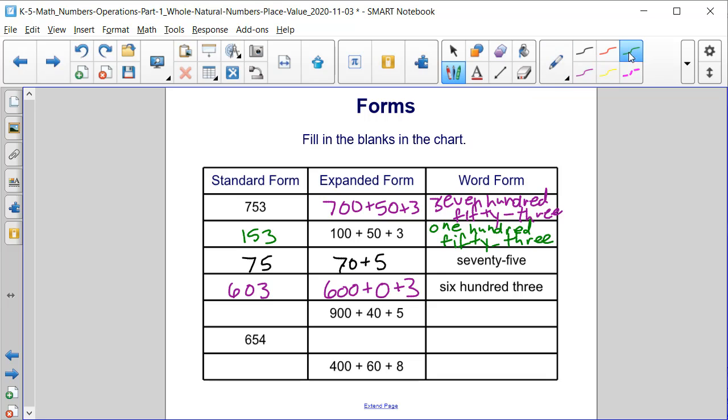In the next row that we have, 900 plus 40 plus 5 is given to us in expanded form. We can rewrite that number with a 9 in the hundreds column or hundreds place, a 4 in the tens place, followed by a 5 in the ones place. And that number is 945.